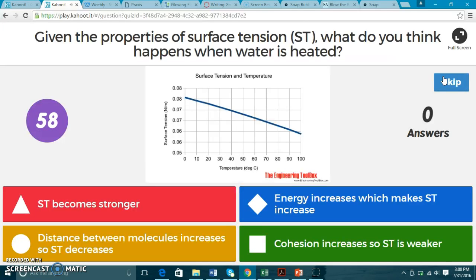Red, surface tension becomes stronger. Blue, energy increases, which makes surface tension increase. Yellow, distance between molecules increases, so surface tension decreases. Or green, cohesion increases, so surface tension is weaker.